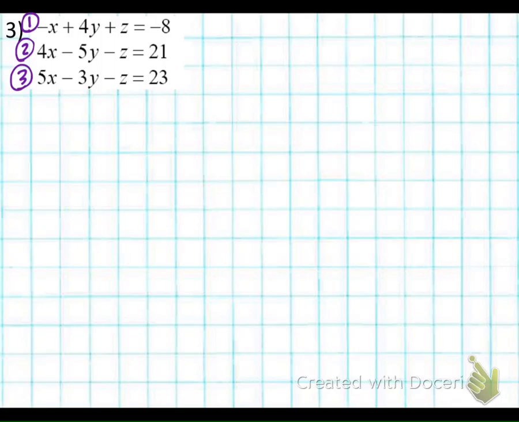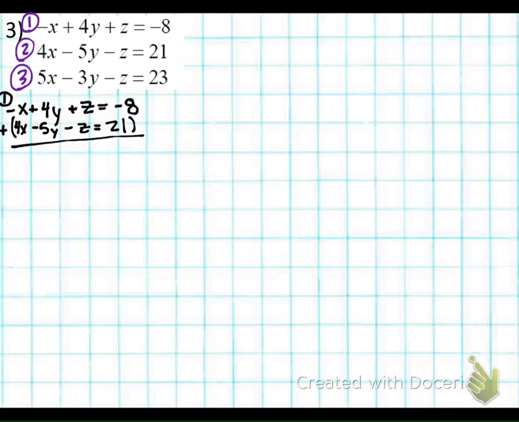So I'm going to start by rewriting equation 1 and equation 2 on top of each other. I'm going to eliminate the z in those two. So rewriting equation 1 and rewriting equation 2 right under that. Okay, so I see that if I add these together, I'm going to be able to eliminate the z, right? So that gives me negative x plus 4x is 3x, 4y plus negative 5y is negative y. The z's cancel out. I get that equals 13. Okay, so now I have one equation that's just in two variables.